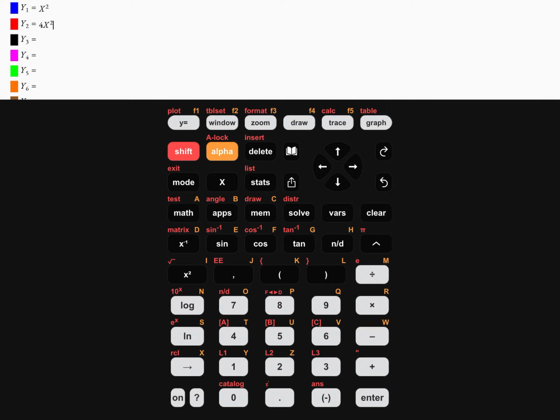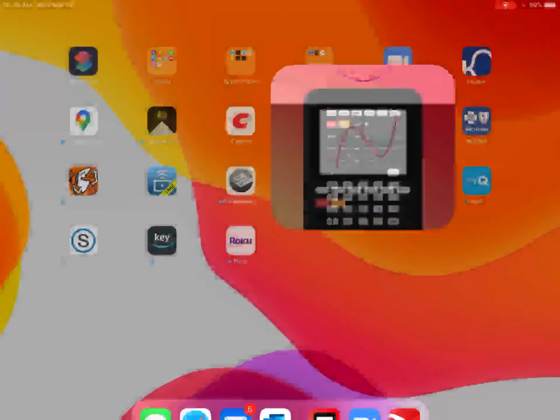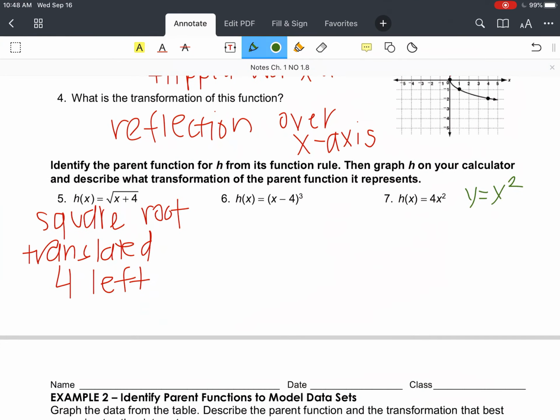So this is my translated one. So the blue will be the original, and the red will be the new one. Hopefully you noticed the red one got a lot skinnier, okay? So the skinnier, you can think of it as a horizontal compression. So blue was wider, and from the sides we squeezed it in. That's horizontal compression. So we can go ahead and write that down.